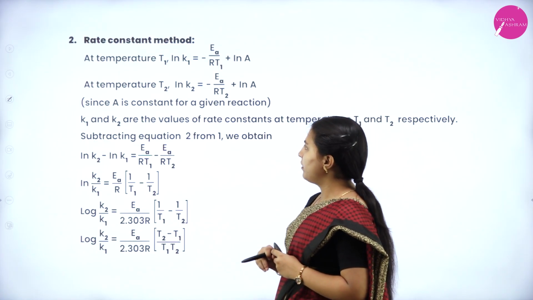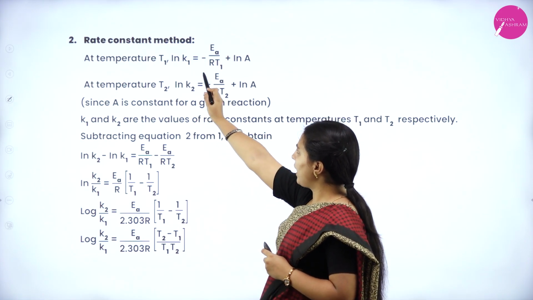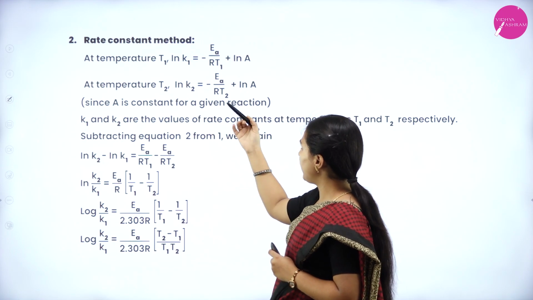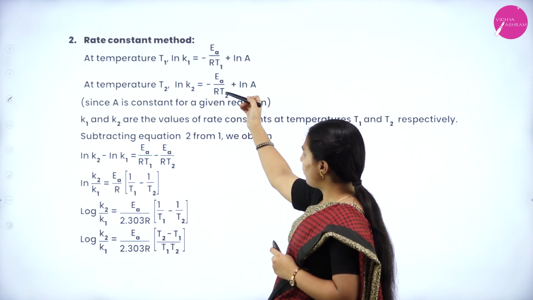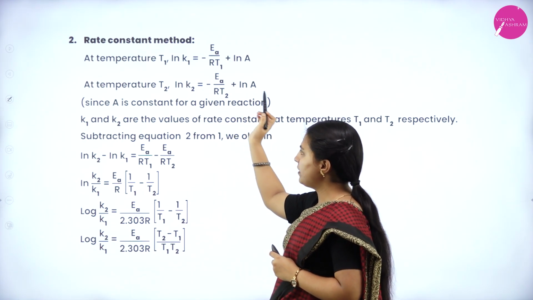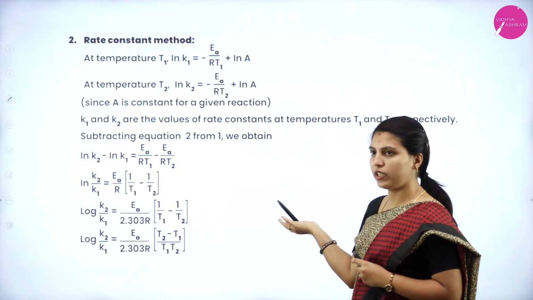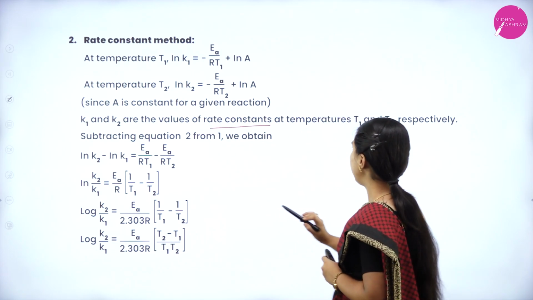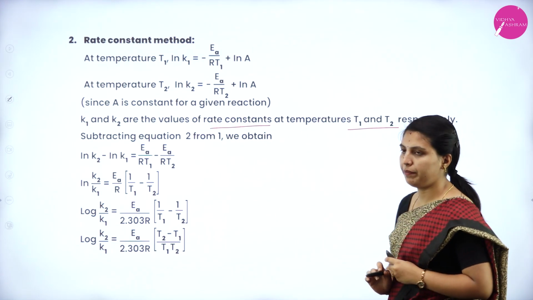Next, the rate constant method. At temperature T1, ln K1 equals minus Ea by RT1 plus ln A. At temperature T2, ln K2 equals minus Ea by RT2 plus ln A. A is a constant for a given reaction. K1 and K2 are the values of the rate constants at temperatures T1 and T2 respectively.